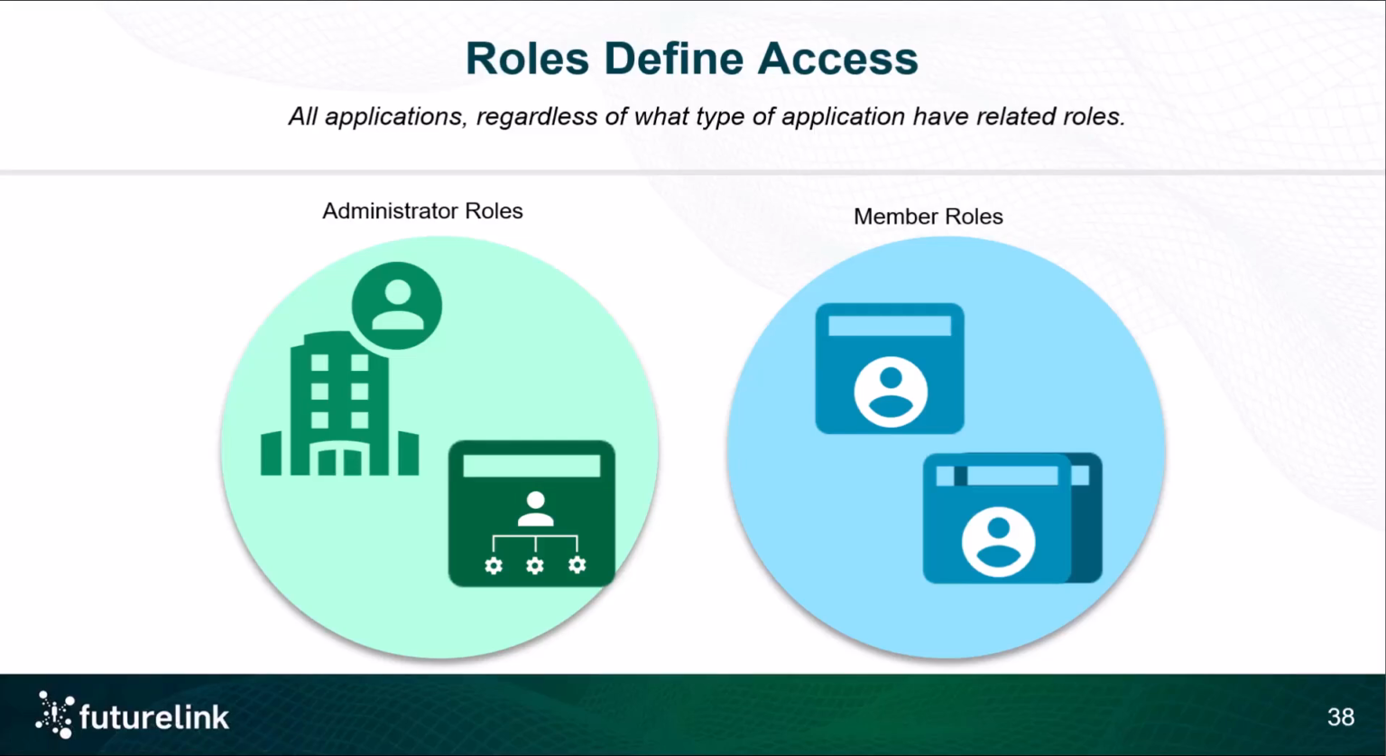Each application, no matter which type of application it is, enterprise, multi-enterprise, or multi-network, has related roles. Regardless of the application, there are 2 main types of roles: administrator roles and member roles. We're going to set aside the administrator role for a moment and talk just about the member roles. Know that in Opus, you must have a member role in order to access the application.